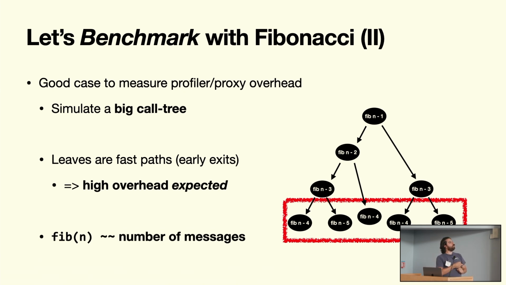And one thing that is interesting here is that if we look at the leaves of the execution of Fibonacci, what they do is just a fast check. They do an if, and if the receiver is smaller than 2, then it returns 1. So it's actually a fast path, and there we are going to see a really high overhead. Here we are simulating really small methods, which is actually the case, so we are going to see a lot of overhead, and that is what I wanted to see.